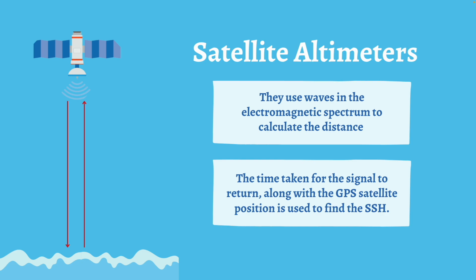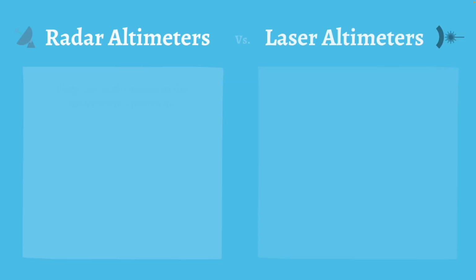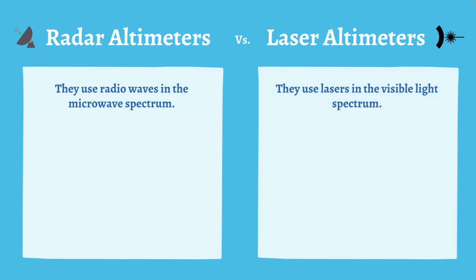A reflected signal is received, and the range can be calculated assuming the exact position of the satellite is known. The range is calculated using the speed of sound multiplied by the time taken for the signal to return. The two main types of altimeters are radar and laser. They both use waves within the electromagnetic spectrum.